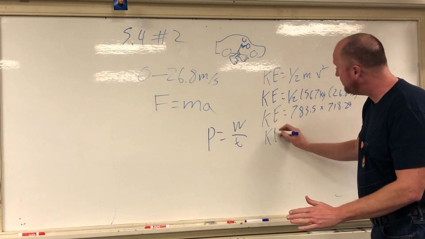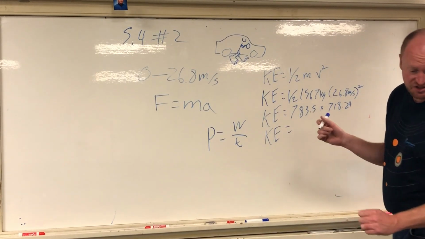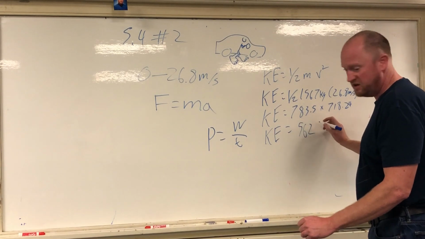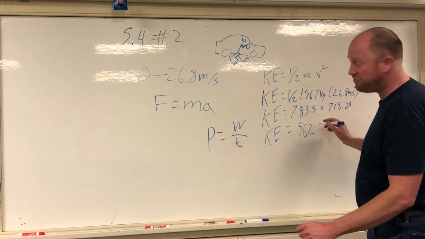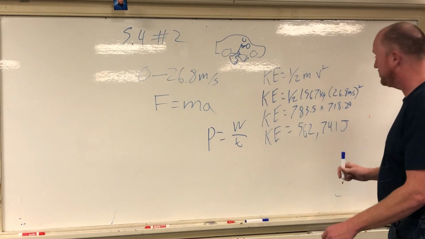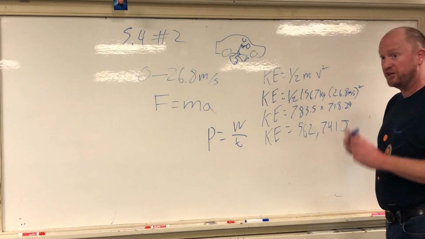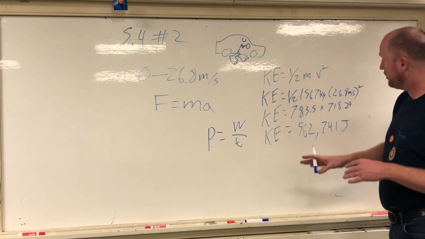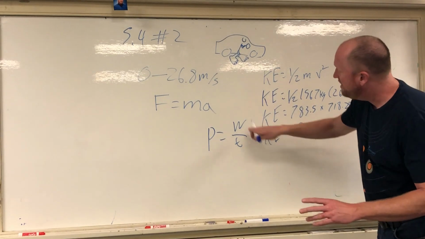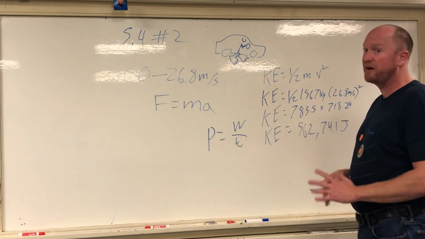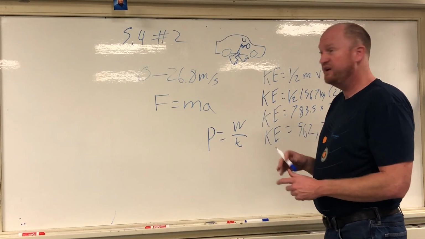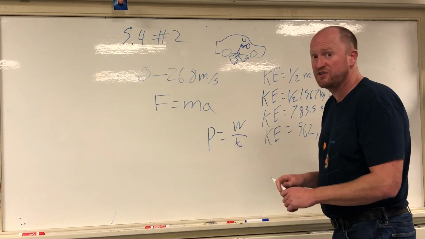So the total kinetic energy that my car has at 60 miles an hour comes in at 562,741 joules of kinetic energy. About 500,000 joules. Your car, if it's bigger than mine, you're going to get a bigger number. So, we now know how much work we have to do, how much energy we have to transfer. You also know the power from when we did our power activity. Let's put them together and see if we can find the time.